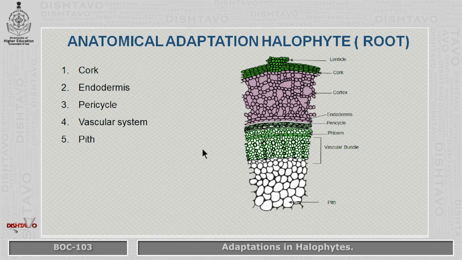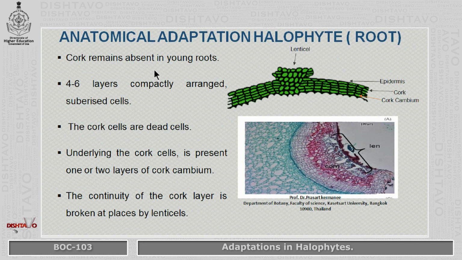Let us understand the cork region first. When the plant is young, the cork region is absent. As the plant matures, the roots develop this cork region. This cork region is 4 to 6 layered and it is suberized. The cork cells are dead in nature. Underlying the cork are 1 or 2 layers of cork cambium. This region helps in providing new cells towards the upper side.